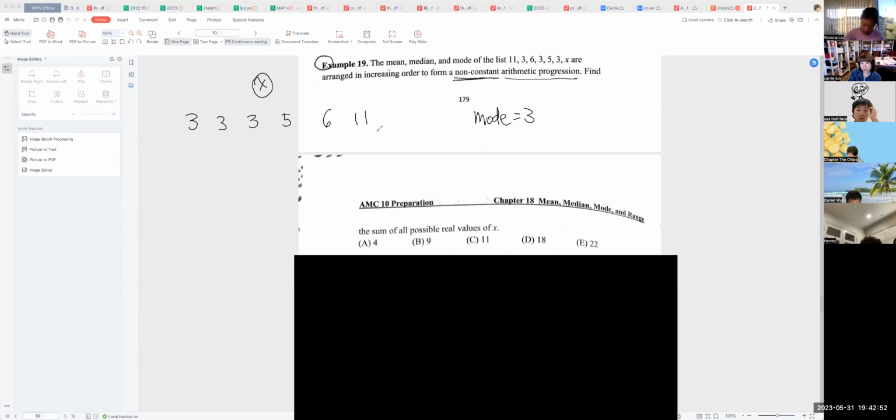对不对？Yeah. Mode 肯定是3，对不对？No matter how, mode must be 3. Okay, so let's take a look at this one. If mode is 3, so if x equals 3, there's a possibility x equals 3. So we're going to have median equals 3 as well, which is impossible because we said non-constant arithmetic progression. So that means mode, median, and mean must be equal to different things.